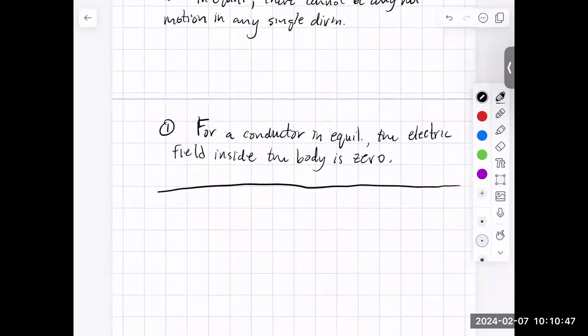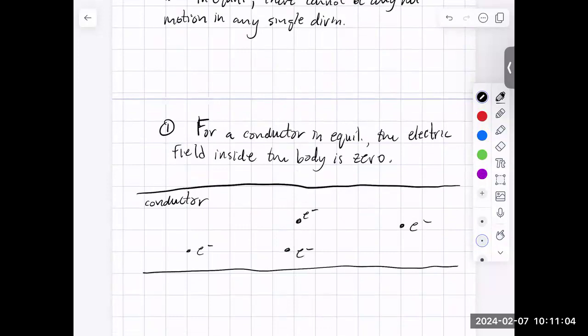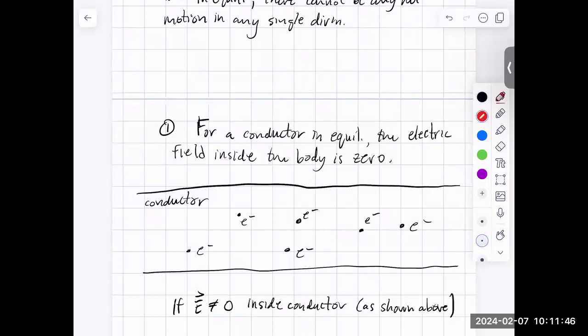Well, let's draw our slab of conductor again, and I'll put in a bunch of electrons. I won't yet draw how they're moving, because what we're going to do is assume that this is a conductor and it is in equilibrium. Let's assume that we break this claim. Let's assume that the electric field inside that conductor is not zero, and let's see what happens. So if E is not zero inside the conductor, let's say there is an electric field as shown above.